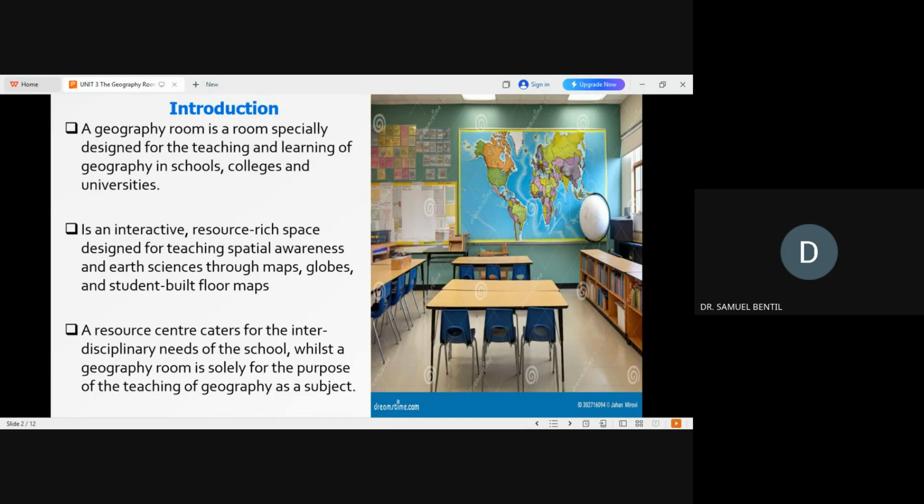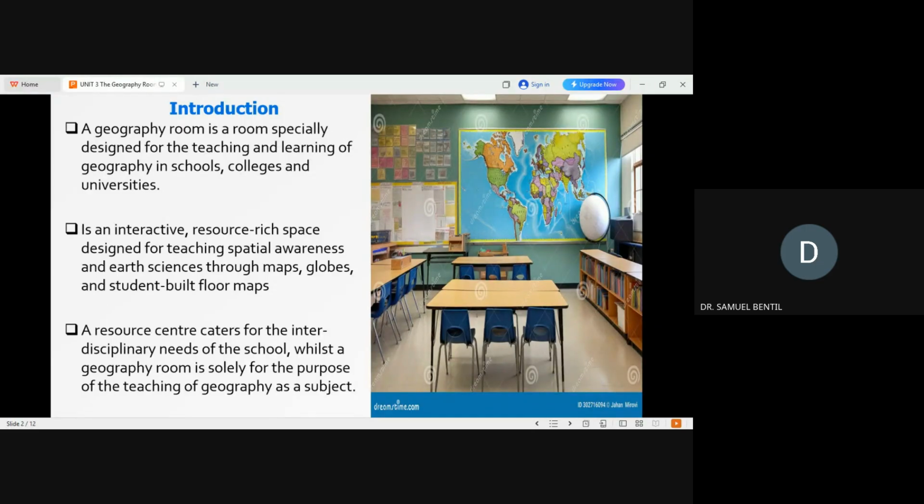We can also say that it is an interactive or resource-rich space designed for teaching spatial awareness and earth science through the use of maps, globes, and student-built floor maps. So if you check, spatial awareness is still talking about geographical issues.